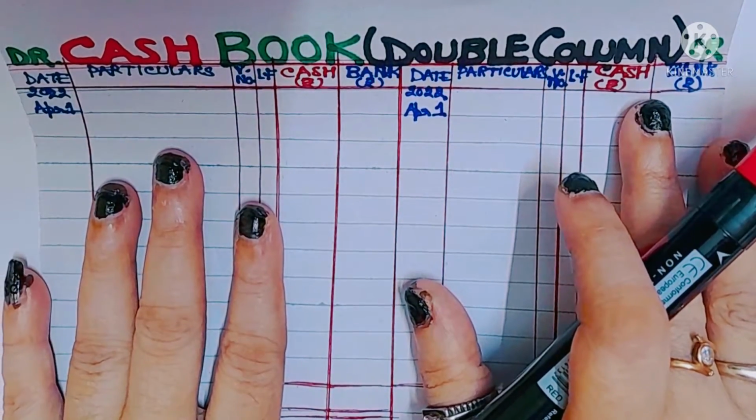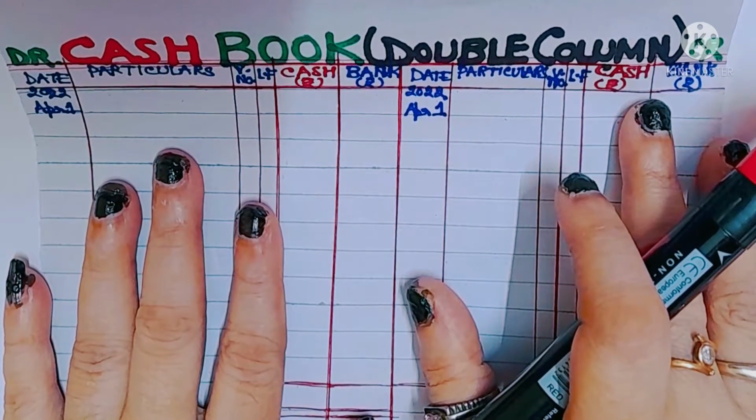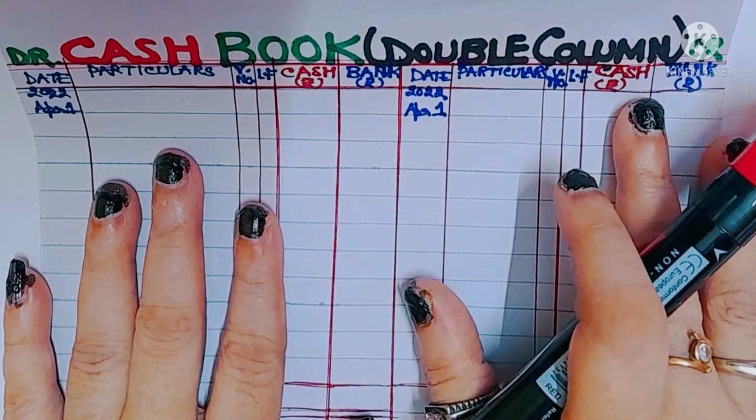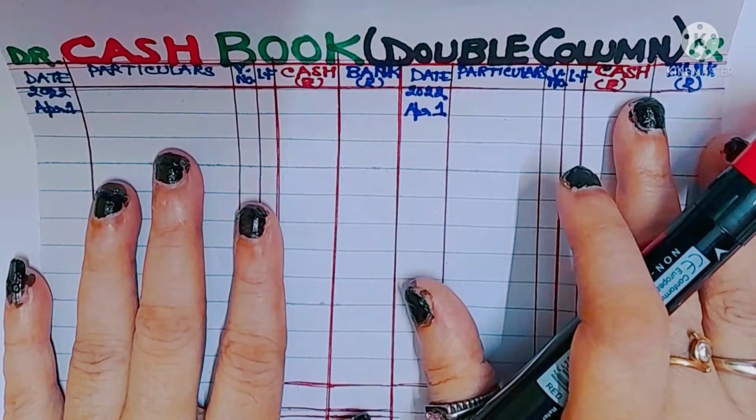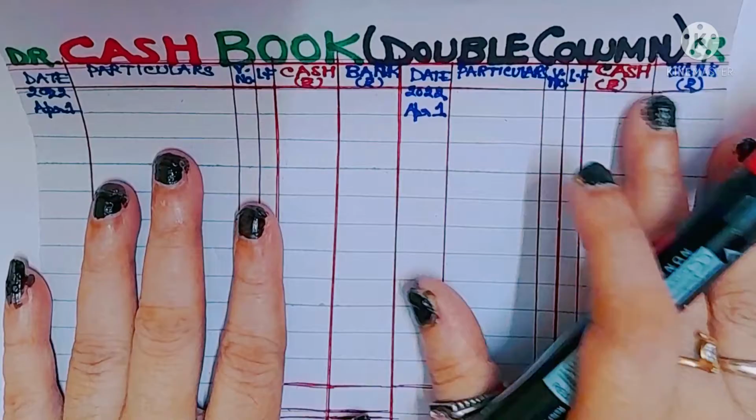In this video, I'm going to discuss how to solve a double column cash book problem with contra entries. So, let's get started. Chalo, shuru kara jak.